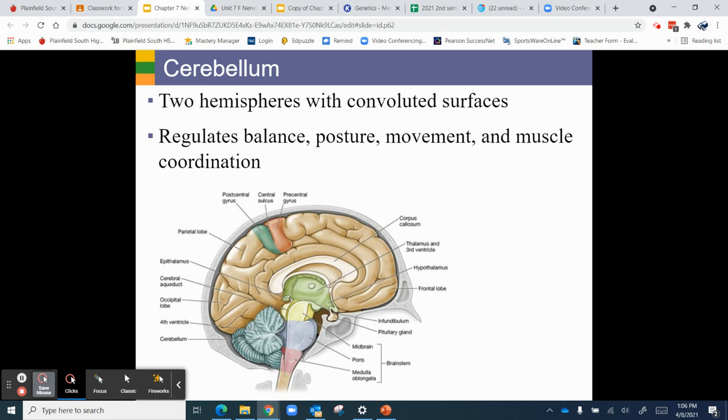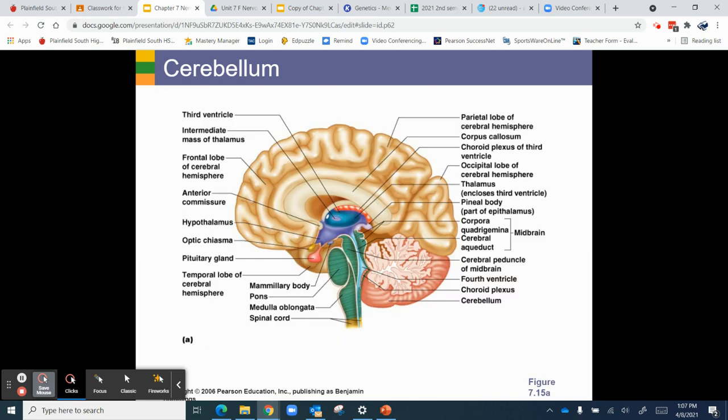All right. Next section here is the cerebellum. There are two hemispheres here with what we call convoluted surfaces. But the big thing with the cerebellum is it helps regulate our balance, posture, movement, and muscle coordination. Those are all things that we are also assessing when we take a look at a concussion evaluation. We're looking at people's balance, movement, and muscle coordination. All those things are looked at in there. Okay.